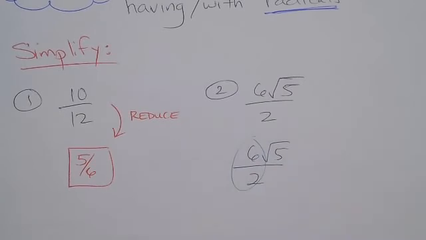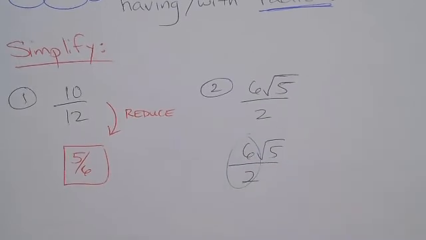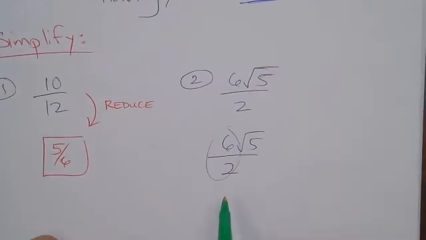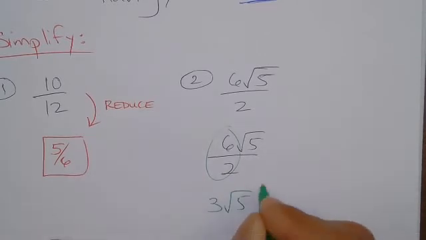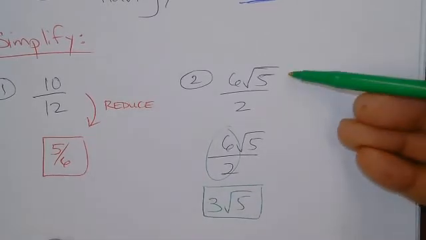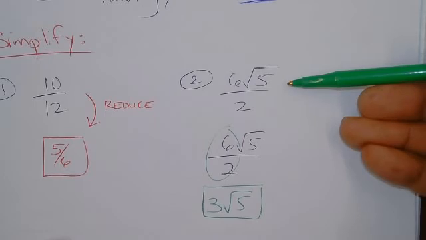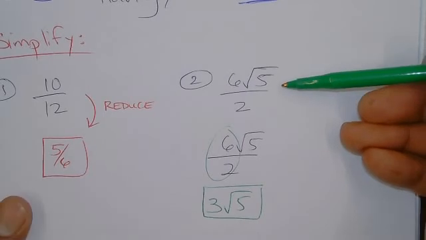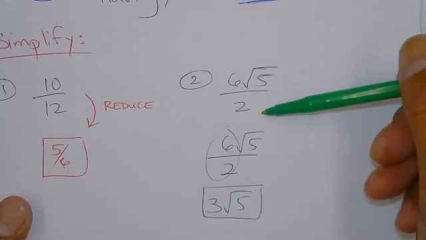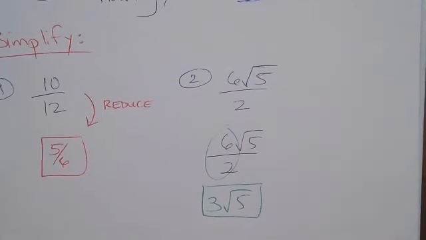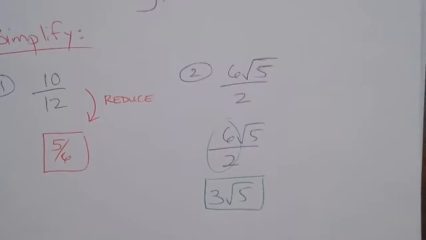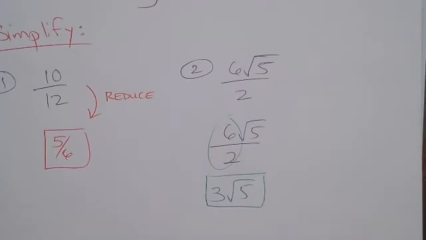Yeah. We kind of saw that today in the warm-up, in the Padlet. What's going to be the answer? 3 root 5. See? When you have a radical in the numerator, you're fine. We're okay with it. The problem is, and we've seen this before, you can't have a radical in the denominator. Okay? Everybody good with that one?